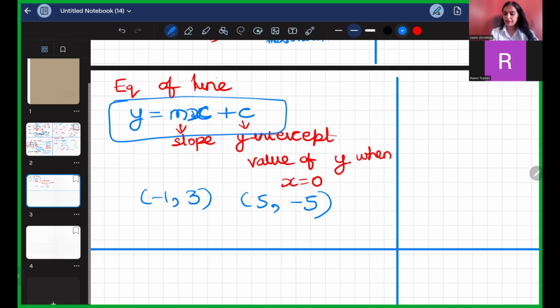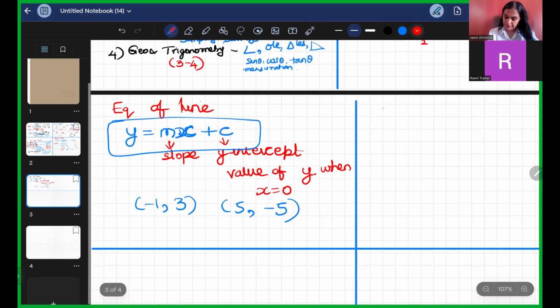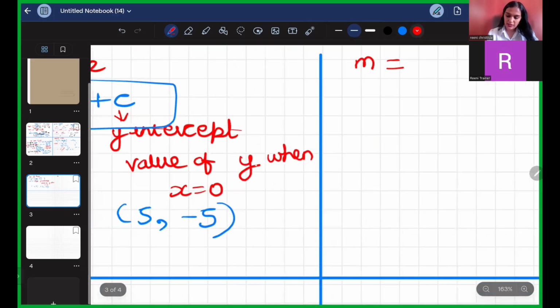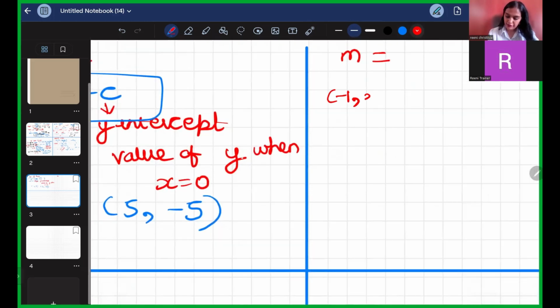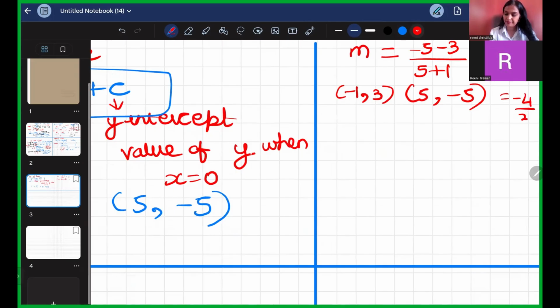The first step is to find the slope. Let's do it. The slope is nothing but y2 minus y1 over x2 minus x1. So slope is -5 minus 3 divided by 5 minus -1. That is -8 by 6, which is nothing but -4 by 3. So this is the slope. Now I can write y is equal to -4 by 3 x plus c.